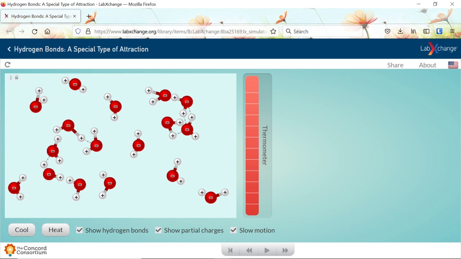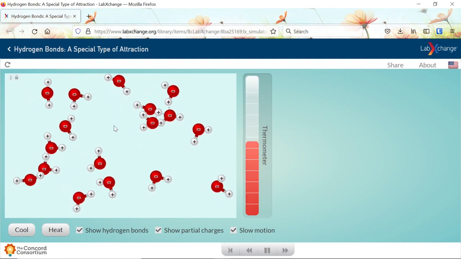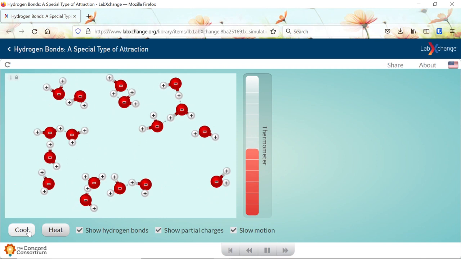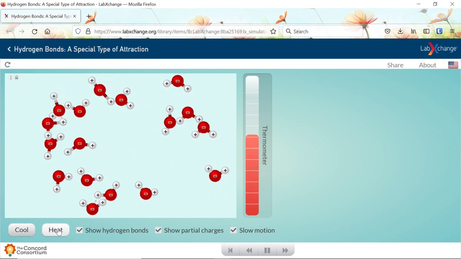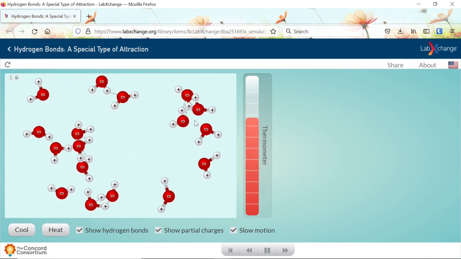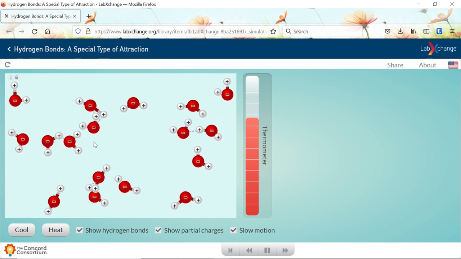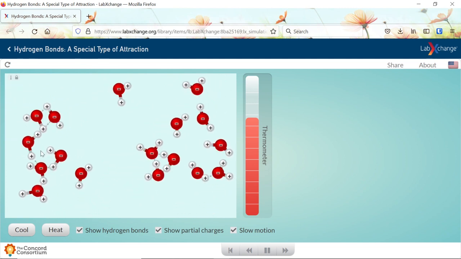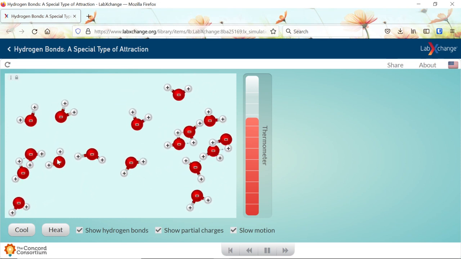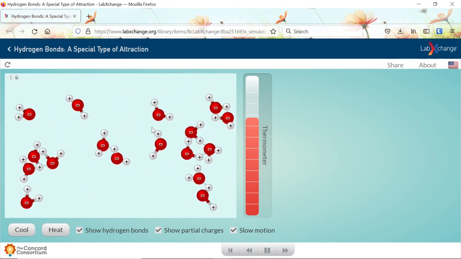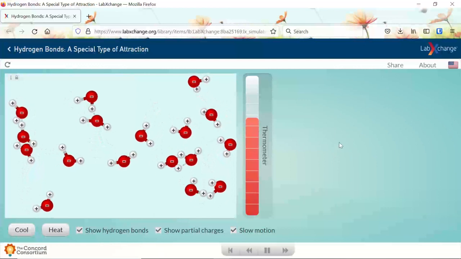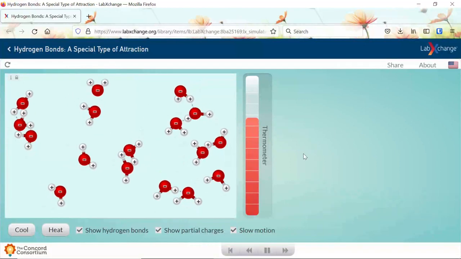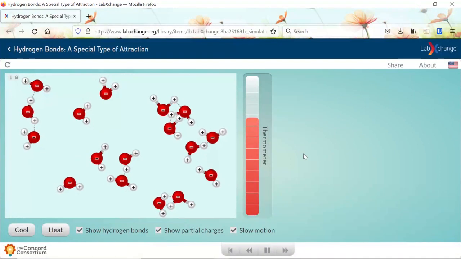And so then as these molecules move around, you'll see that the bonds are constantly breaking and forming. So there's kind of an equilibrium going on where the molecules do move around because this is liquid water. And so you can see how they're constantly forming and breaking and forming and breaking. Okay. So feel free to come to this simulation and play around with it if you'd like to get more practice with it.